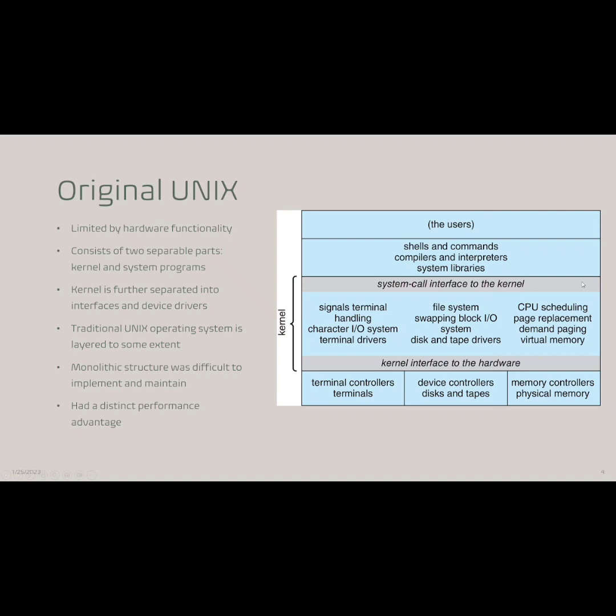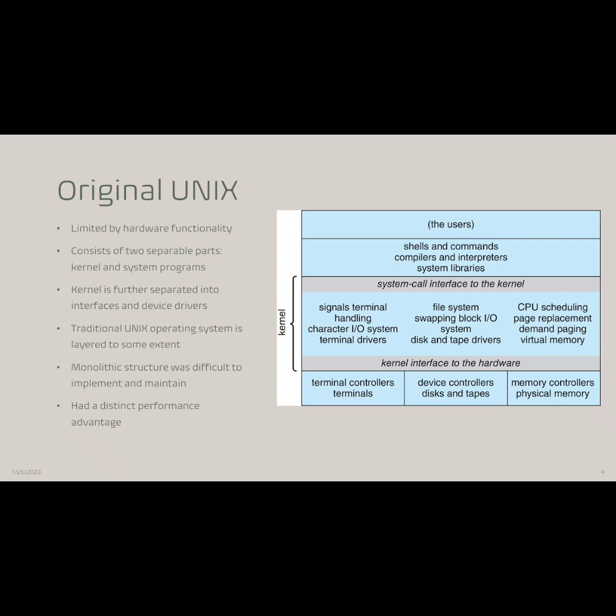Okay, next, the original Unix operating system. Like MS-DOS, Unix was initially limited by hardware functionality. It consists of two separable parts, which are the kernel and the system programs. The kernel is further separated into a series of interfaces and device drivers, which have been added and expanded over the years as Unix evolved.